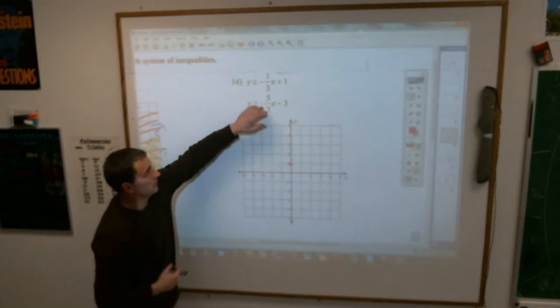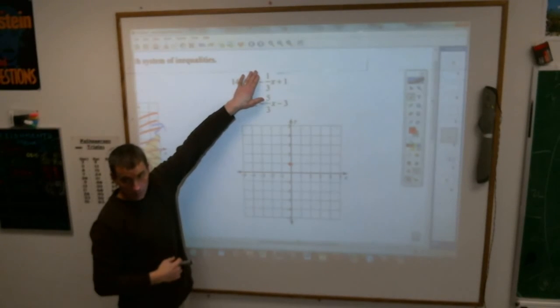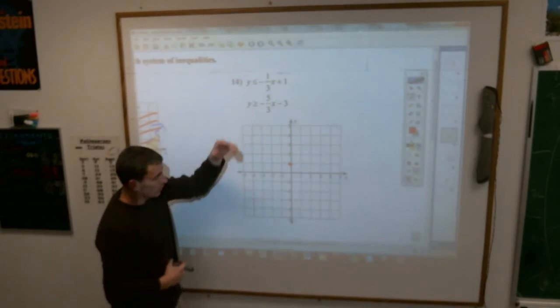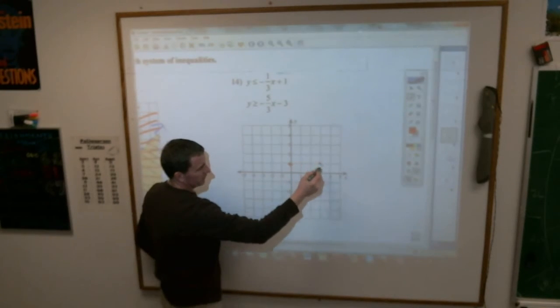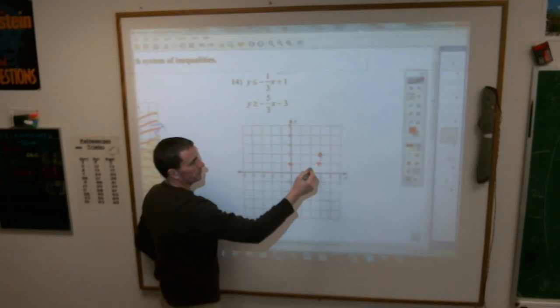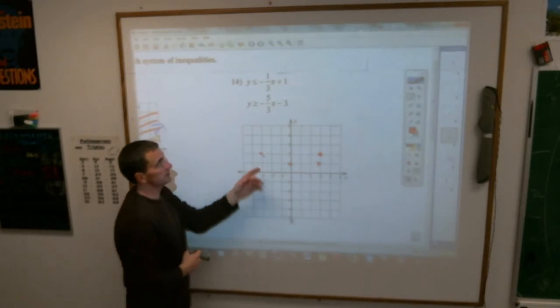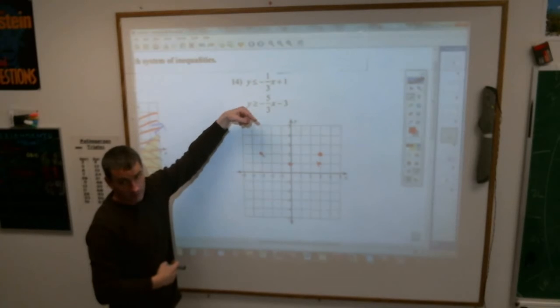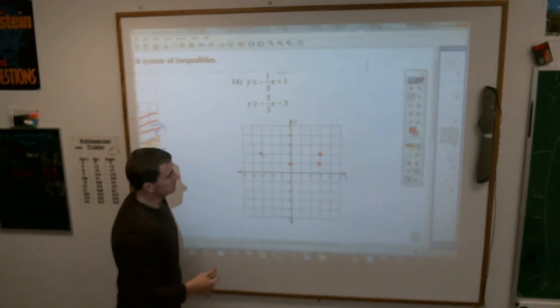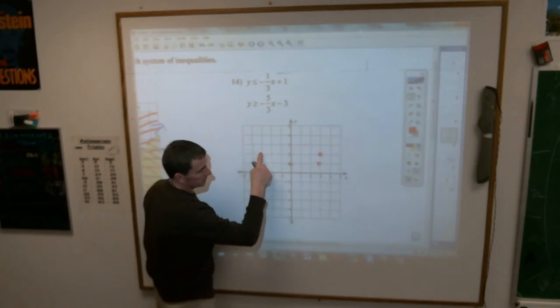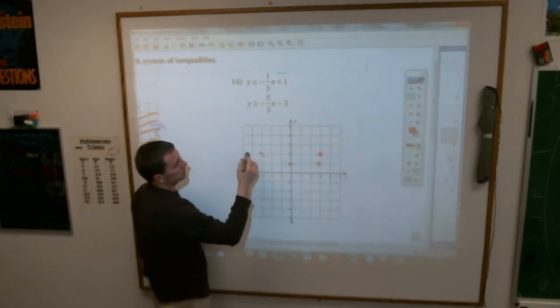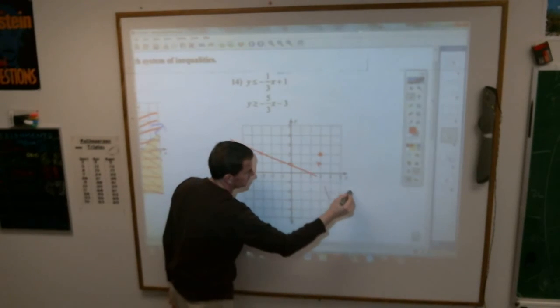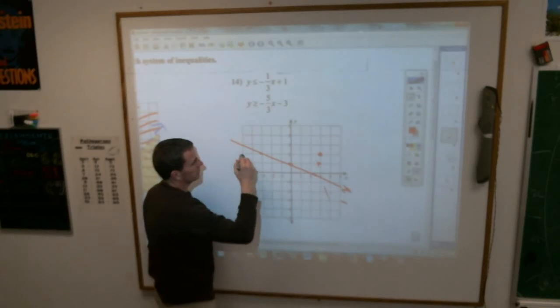The other thing you need to know is the number in front of the x is its slope. So what does that mean? Up 1 over 3. And you have your choice of whether to go over 3 that way or that way. That's what this negative tells you. It's a negative slope, so it has to go downhill. This one is equal to, so you can do a solid line. If there was no equal sign there, it would be dashed.